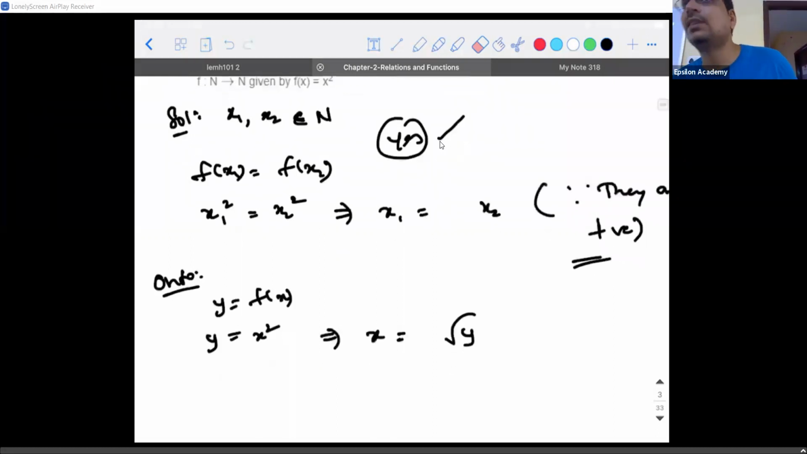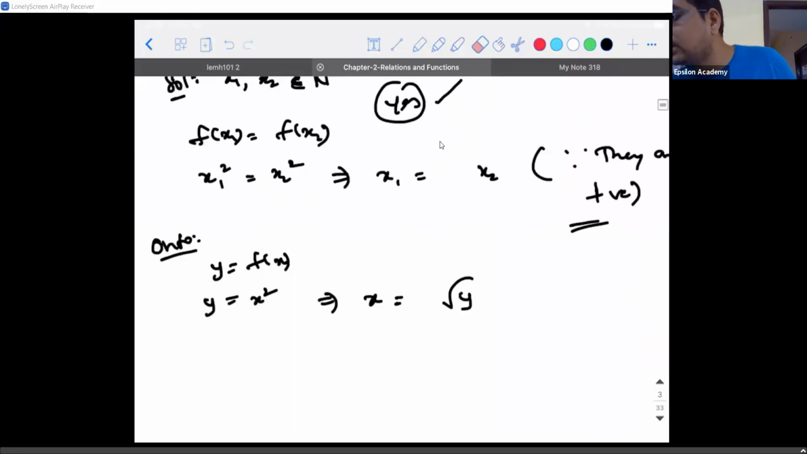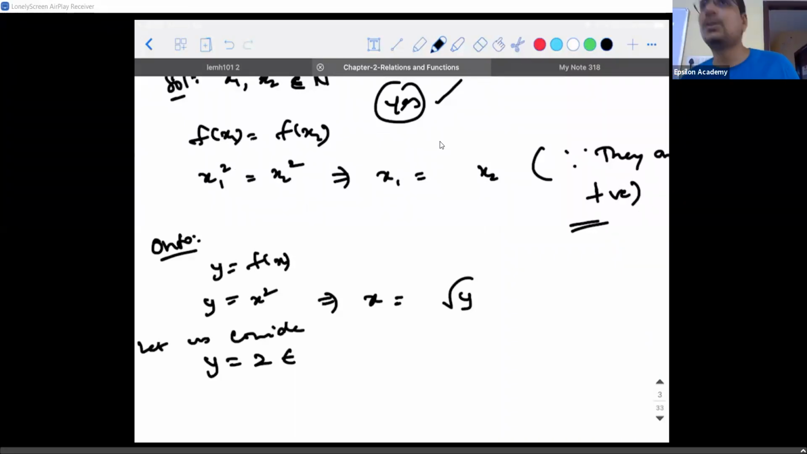You can take an example and say y is equal to 2. See, if you want, you can take an example. Let us consider y is equal to 2, which belongs to the natural number set. When you substitute y is equal to 2, x will come out as root 2, which does not belong to the natural number set. Hence, it is not an onto function.